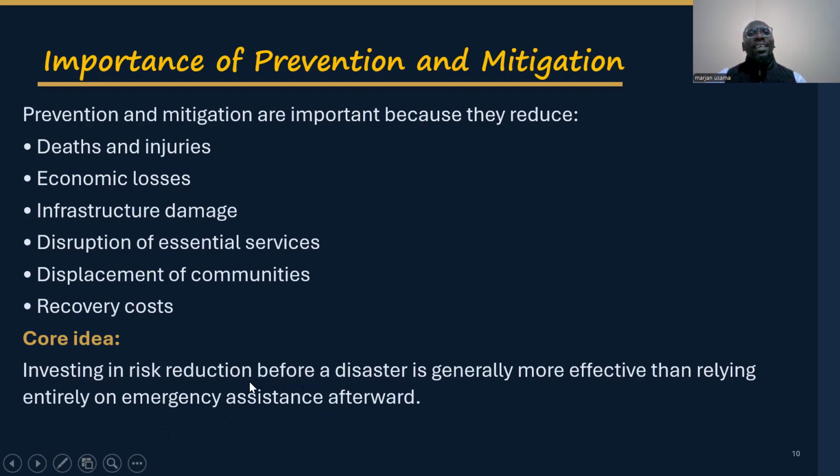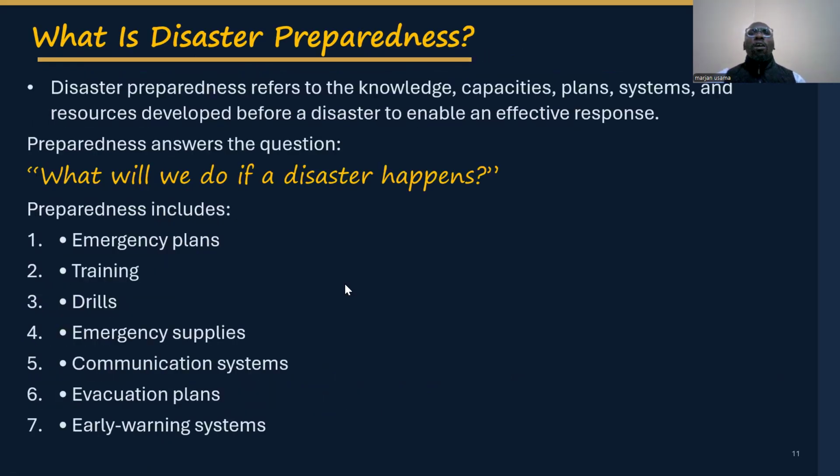That is investing in risk reduction before. So we have to invest, the government has to invest a lot in building good roads. It has to invest a lot in ensuring that it has a good drainage system. Now, on to the next part of our lesson.